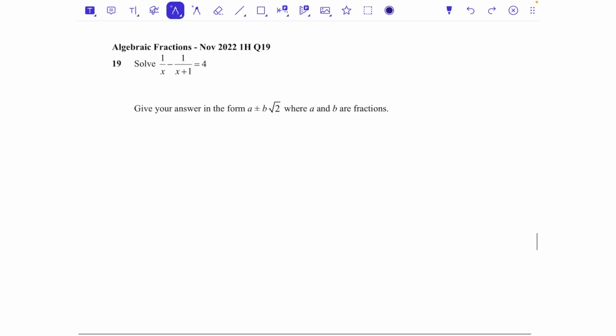For the next question, we've got more algebraic fractions, but this one then becomes an equation, and we're asked to give our answer in the form a plus or minus b root 2, where a and b are fractions. So 1 over x minus 1 over x add 1 equals 4.